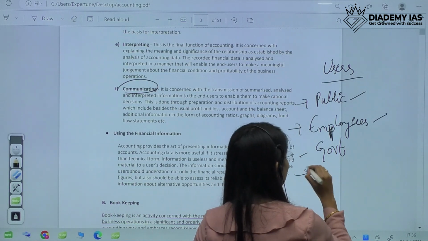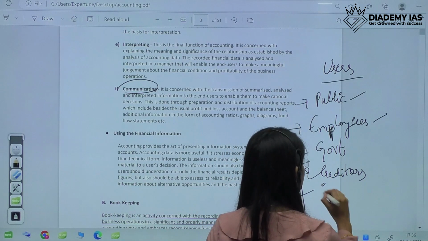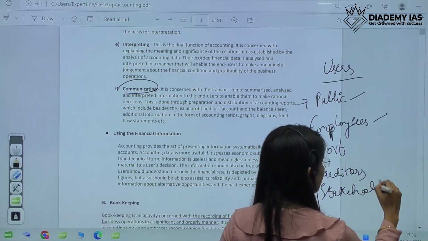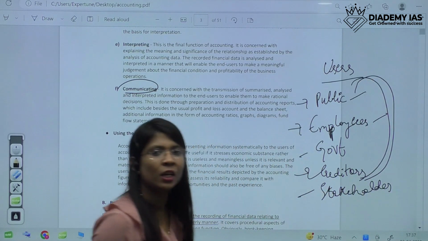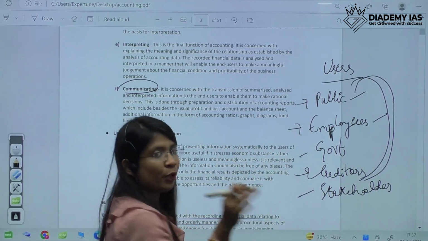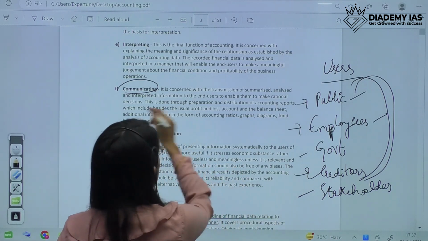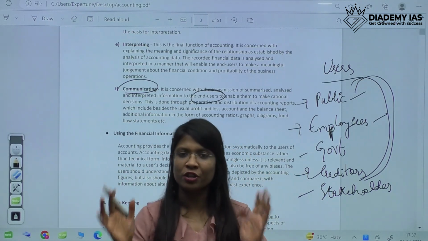And there are creditors. There are many types of stakeholders who are interested in knowing what is the financial position of a company. So they are the end users of the financial information. So we are communicating to the end user, and communicating what? Our financial position.